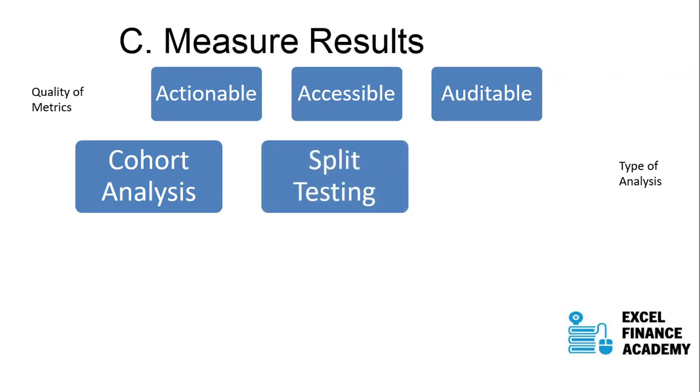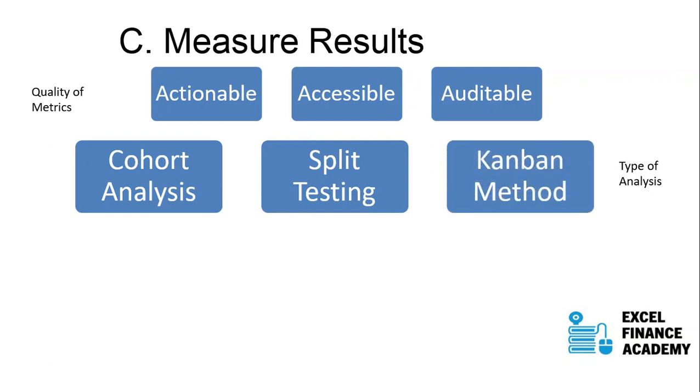Another way of testing and measuring the result is split testing. Split testing means you develop two different features at the same time and distribute them to two different groups of customers to test their behavior and their feedback. The feature that gets higher feedback helps us understand which features are more important than others. That's why we do split testing.